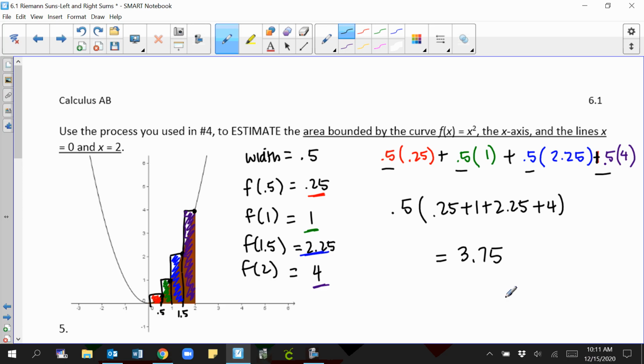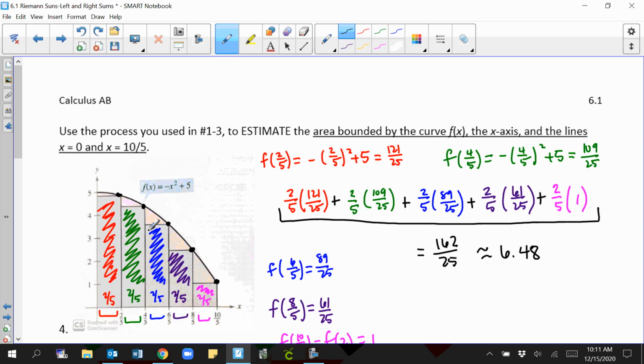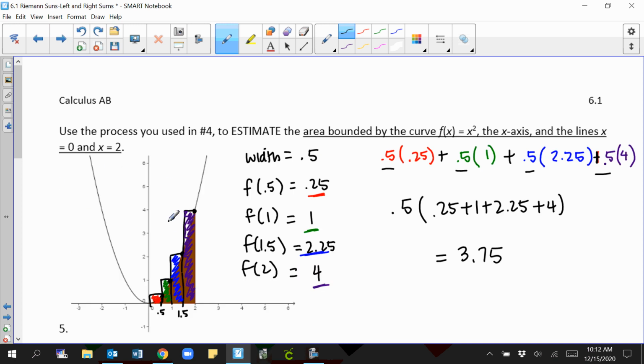And notice I say approximately, we are estimating. Sometimes it'll ask you if it's an overestimate or an underestimate. For this one, because our rectangles go over the curve, it's going to be an overestimate. And the one where our rectangles were under the curve would be an underestimate because we're missing parts of the curve there. So that's why this is an estimation. It's not going to give us the exact area under the curve because we're using rectangles to try and estimate that.